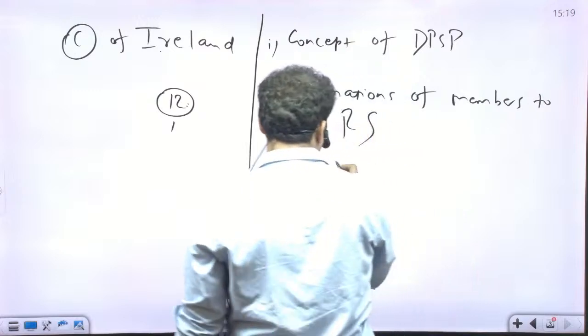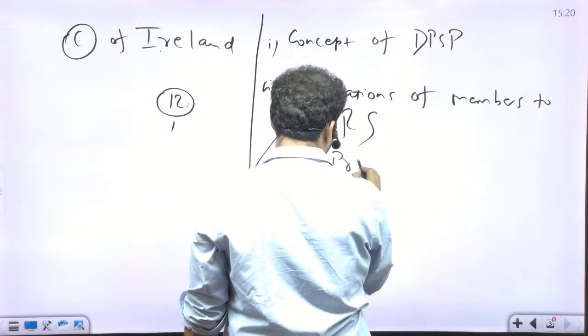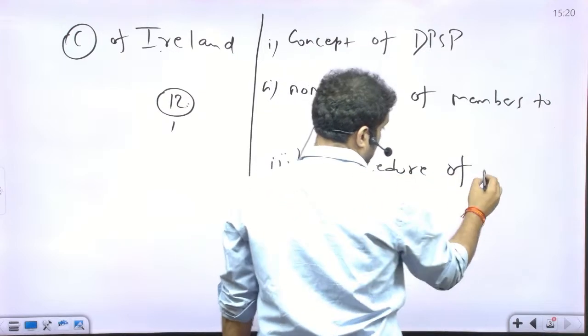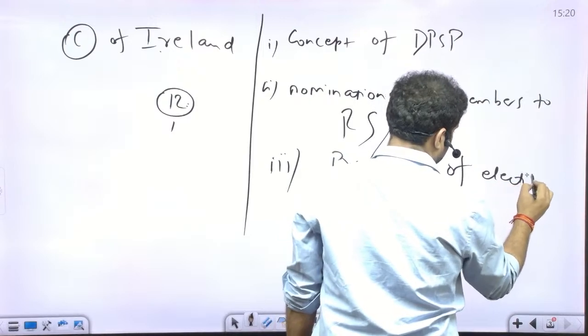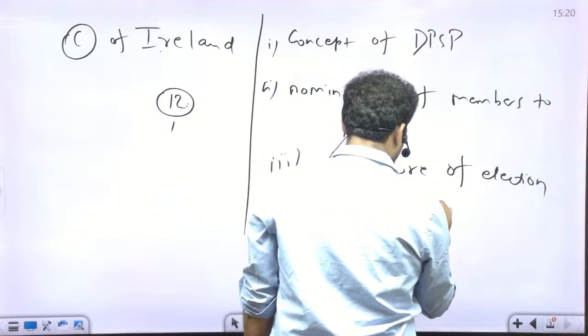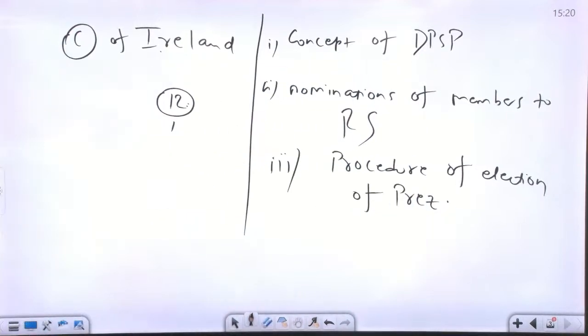And right, third one is procedure of election of president.